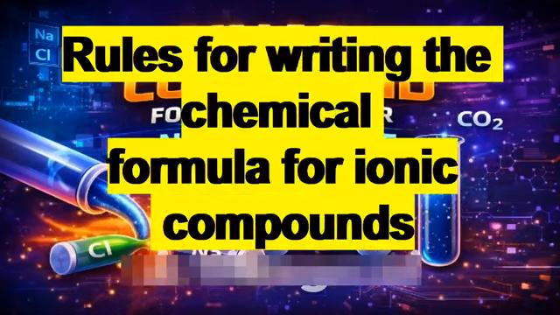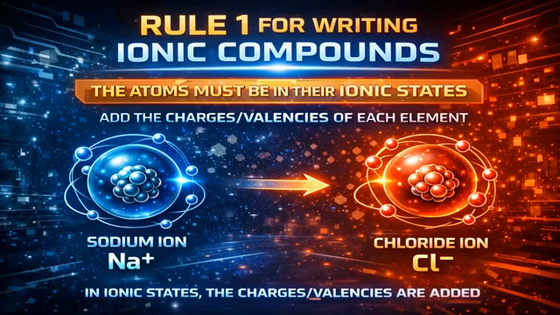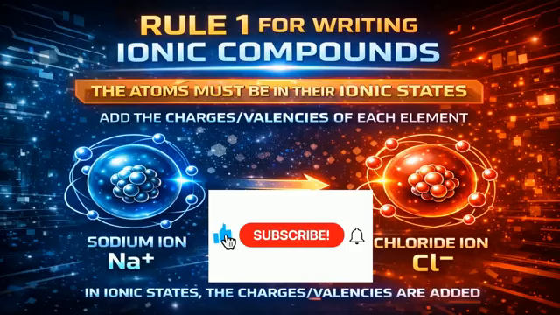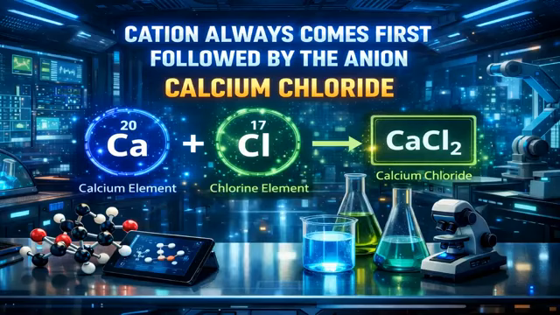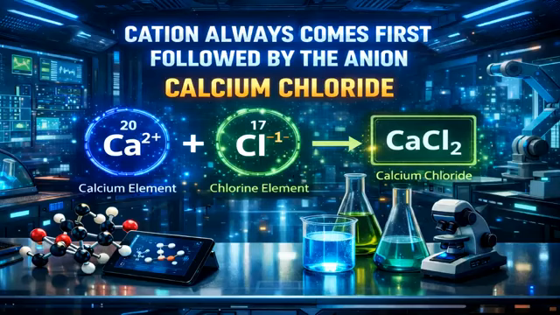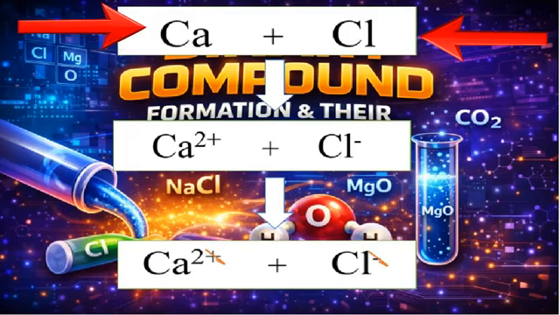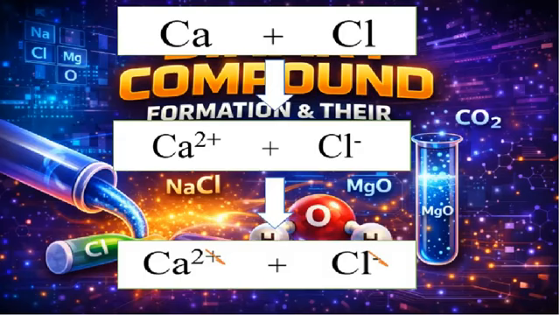Rule number 1. The atoms must be in their ionic states. This means that you have to add the charges or valencies of each element to it. The cation always comes first, followed by the anion. Let's use calcium chloride as an example. It is a combination of calcium and chlorine elements. Add the charges of calcium and chlorine to each element.